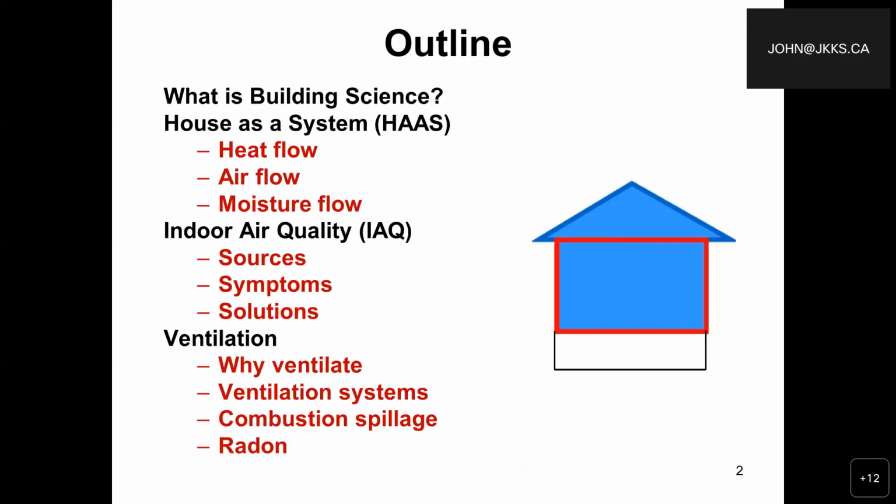What is actually happening inside of this house, or what they call the building envelope? How does it have an impact on the indoor air quality? Again, what are some of the issues with sources, possibly the symptoms, and let's take a brief look at the solutions. The last grouping here is on ventilation. So why do we need to ventilate? Why is ventilation of a house very important? And what are some of the systems?